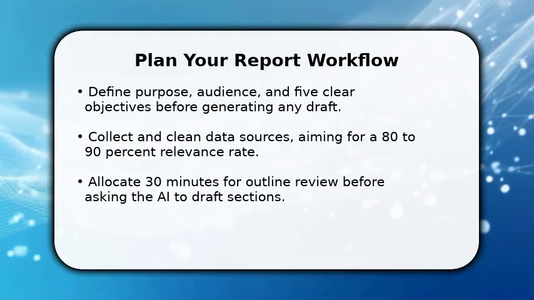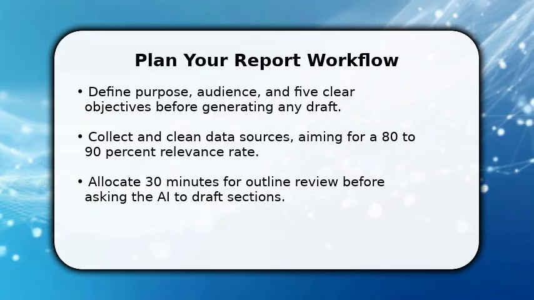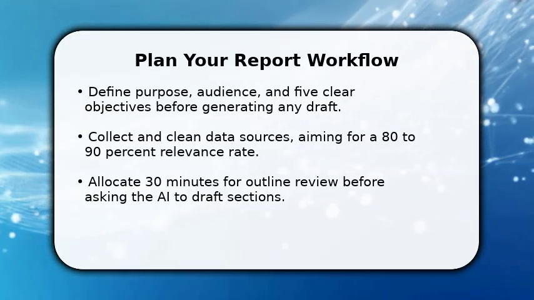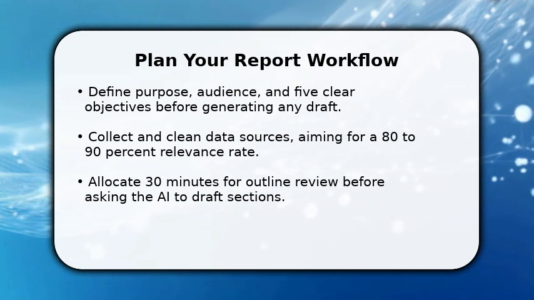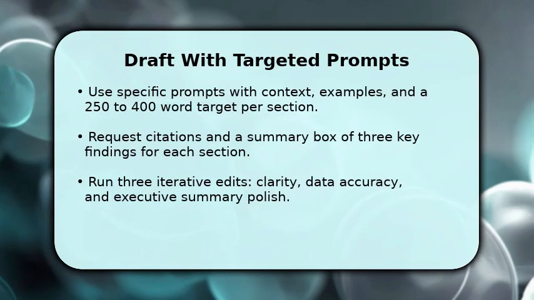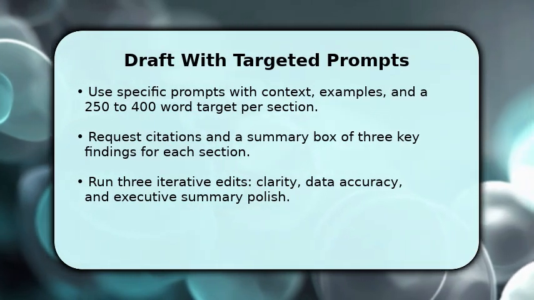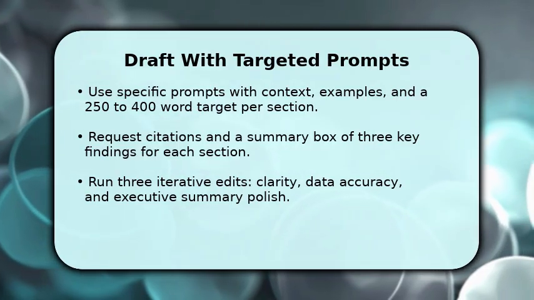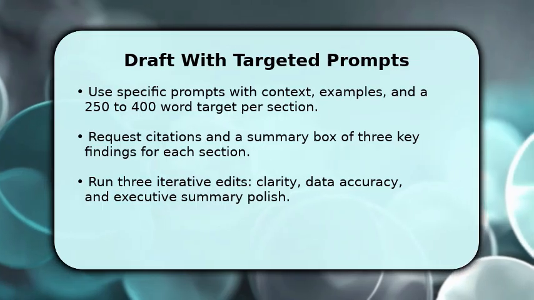This planning reduces rewrite cycles and focuses the model on necessary content. Follow this initial workflow to make the AI draft precise and aligned with expectations. When drafting, use specific prompts that include context, examples, and desired tone. Ask the AI to target 250 to 400 words per section for clarity.